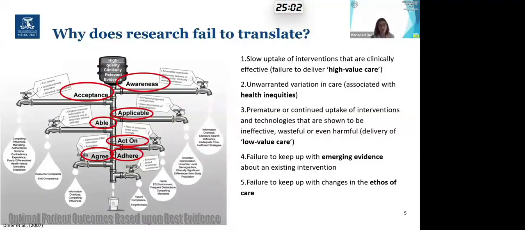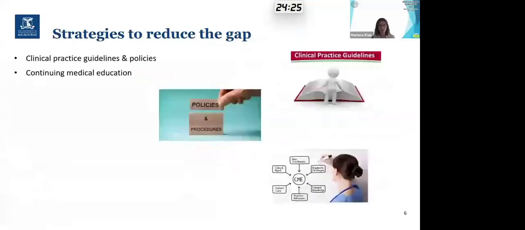we risk the following types of care gaps, and that includes slow uptake of new interventions that are clinically effective. And we know this is a failure to deliver high value care. Or we see premature or continued delivery of interventions that are ineffective. And we know this as low value care, and I described that in the previous slide. It also contributes to a failure to keep up with gradually emerging evidence. It results in unwarranted variation in care, where a patient might present at a different health service and get a different type of care.